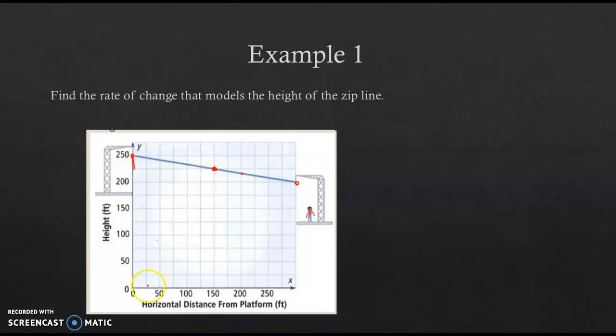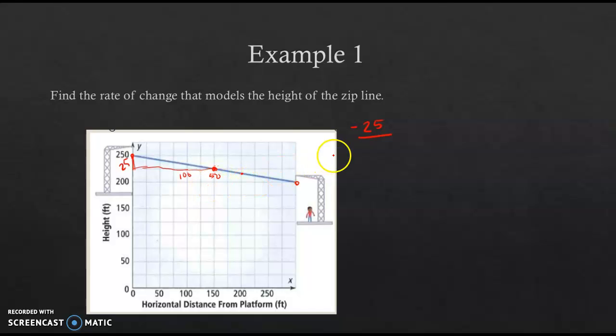So each box is 25. I know that because 2 boxes is 50, so half of 50 is 25. So this is going to be 25. And then it's the same going across here. So 1, 2, 3, 4. I know that that's 100. 1, 2, 50. So my rise is a negative 25 because we went down 25.